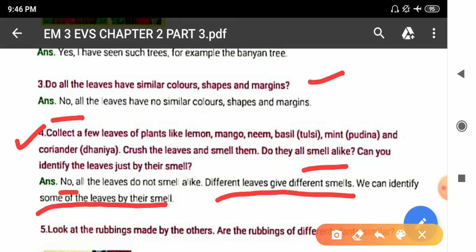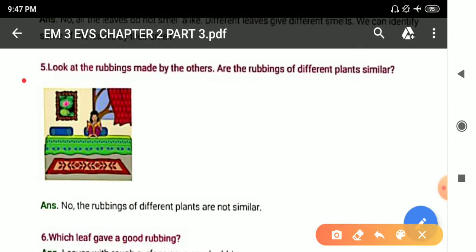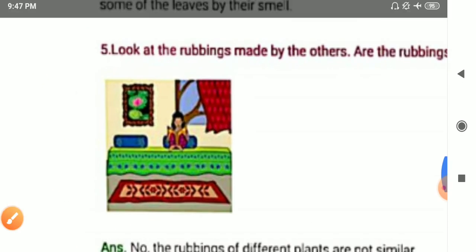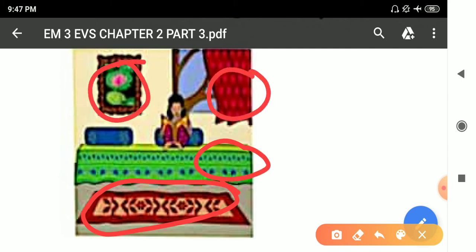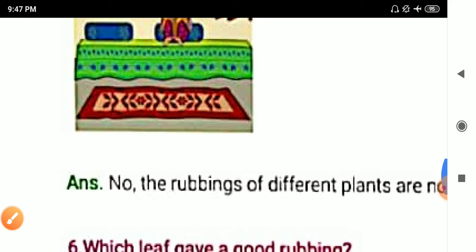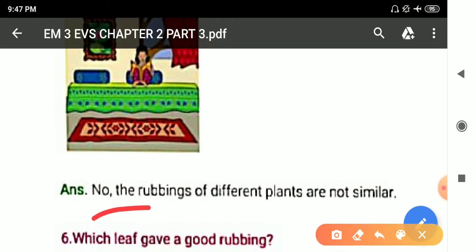Okay, students. Now the fifth one is, look at the rubbings made by the others. Are the rubbings of different plants similar? So students will look at the rubbings, and all the rubbings, these patches, these, each and everything is different. So what will be the answer? No, the rubbings of the different plants are not similar.